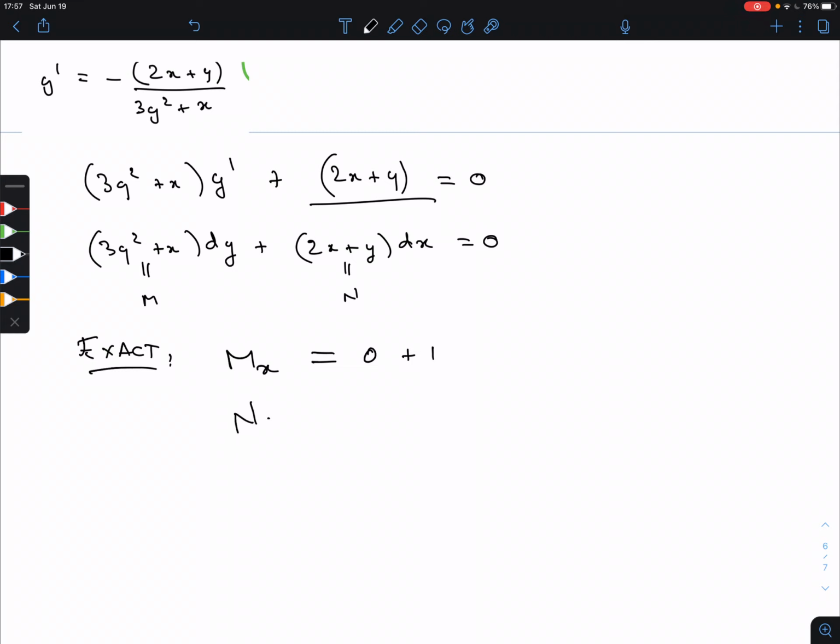Okay. What is N_y? The derivative of 2x with respect to y is 0, and the derivative of y is 1. So they are simply equal. Then we know that this has to be f_y, and this is going to be f_x. Now it's the same variable, okay? That is the f. And I can choose which one I start from. It doesn't matter here really much, but it looks simplest to me to start from this one.